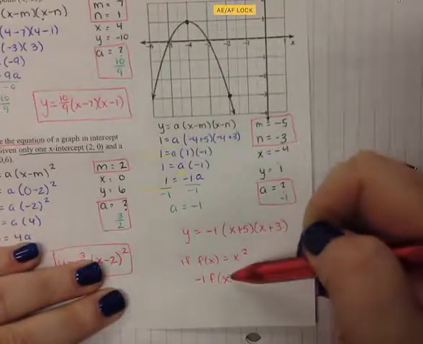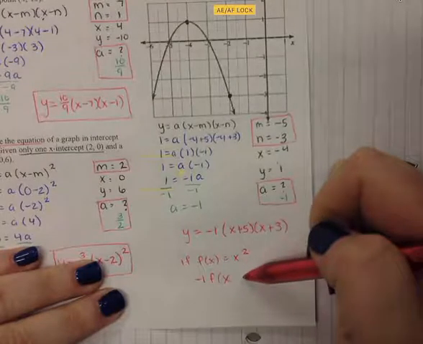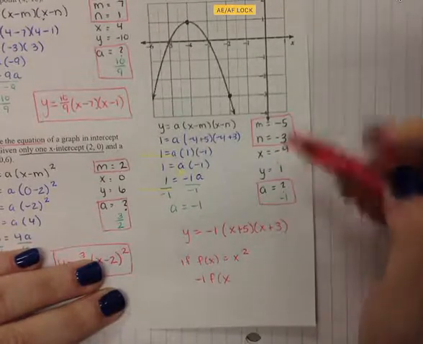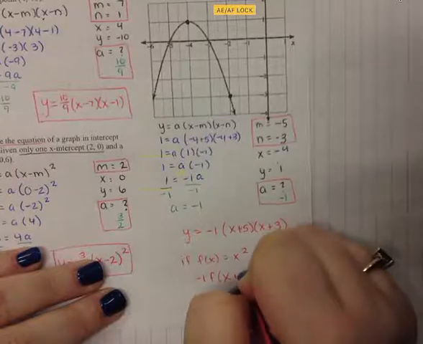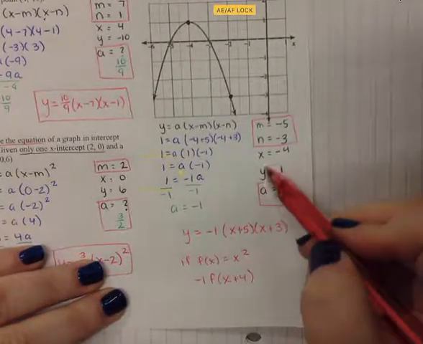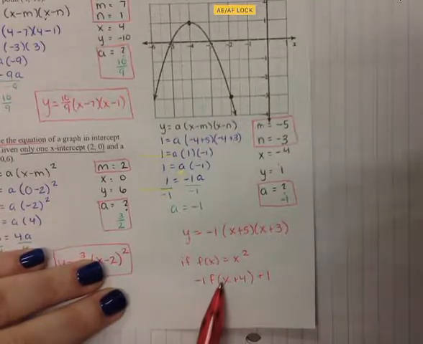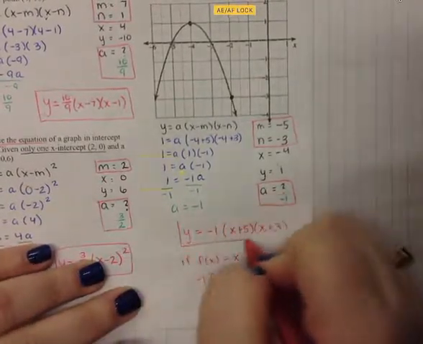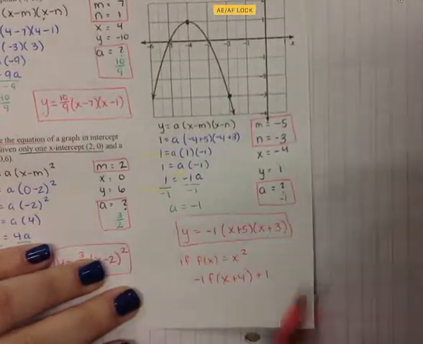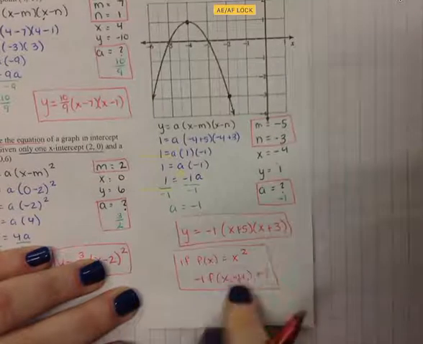So f of x is going to be minus the x value of your vertex. So minus a negative 4 is really plus 4. And then we're going to keep the value of our k. So we're going to keep this y value as plus 1. So this is function notation. This is our equation in intercept form. And this is function notation, which actually gives you your vertex as well.